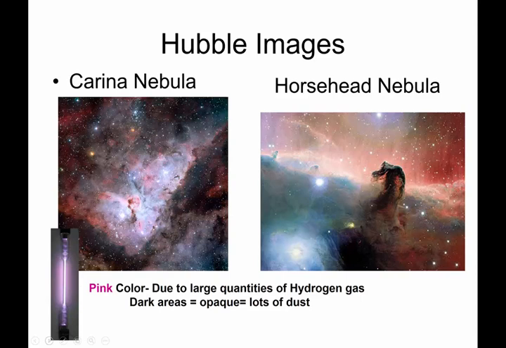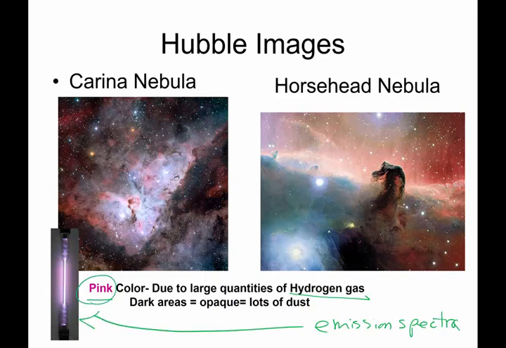The most common color that you're going to see in a nebula is pink, and that is because of hydrogen gas. We looked at emission spectra in lab, and when you see an emission spectrum for hydrogen gas, it has a tendency to be kind of a Pepto-Bismol pink. So astronomers look at a lot of pink stuff.